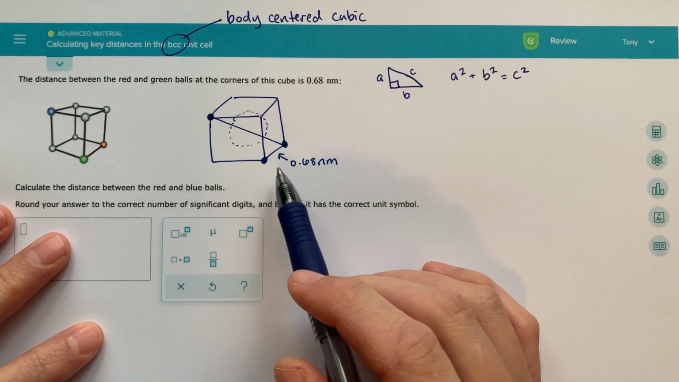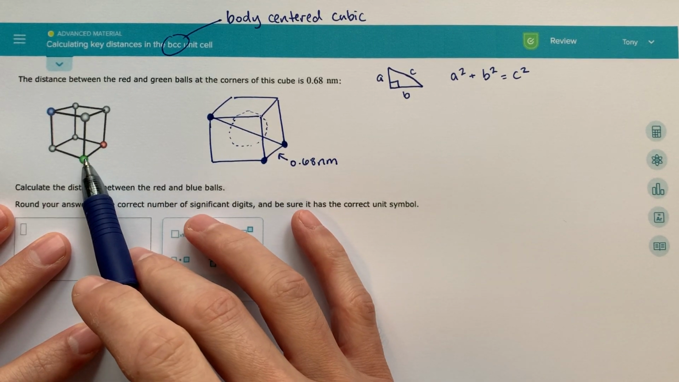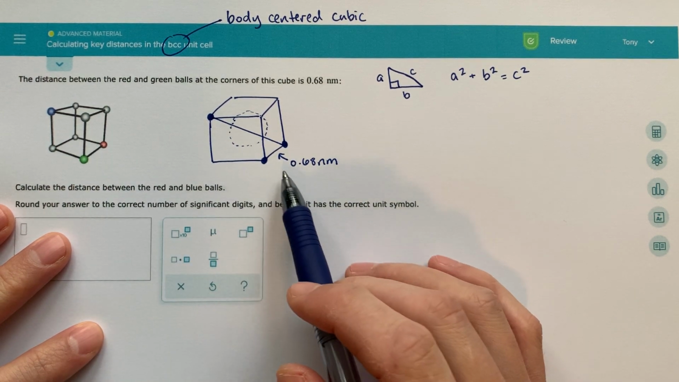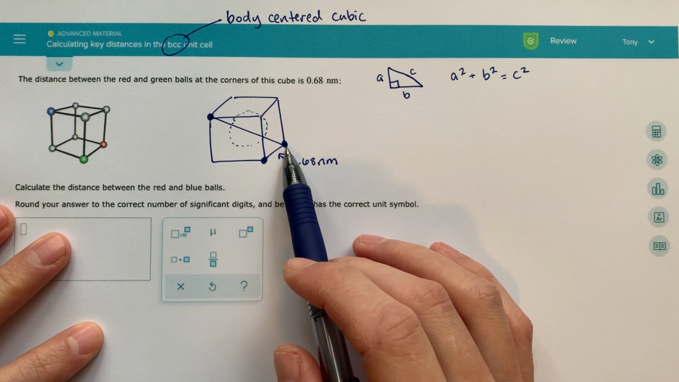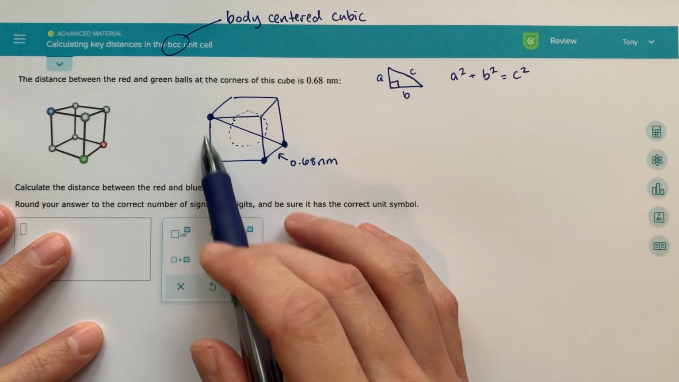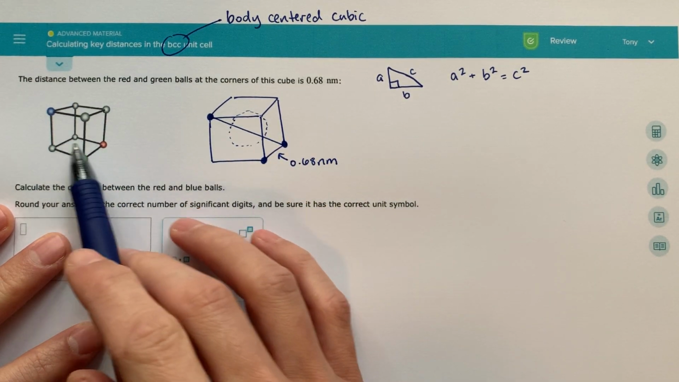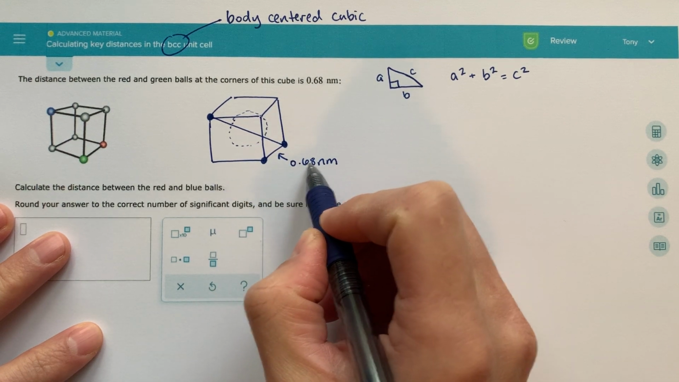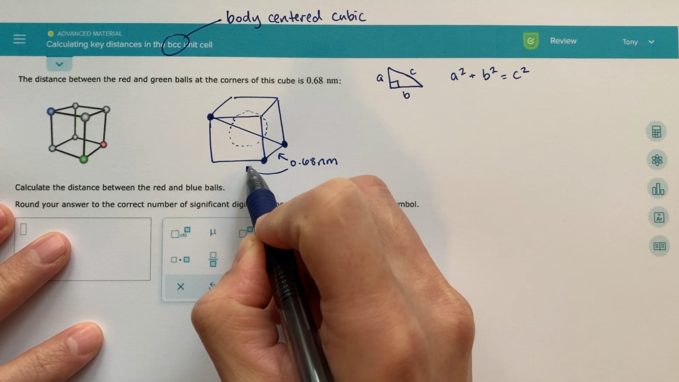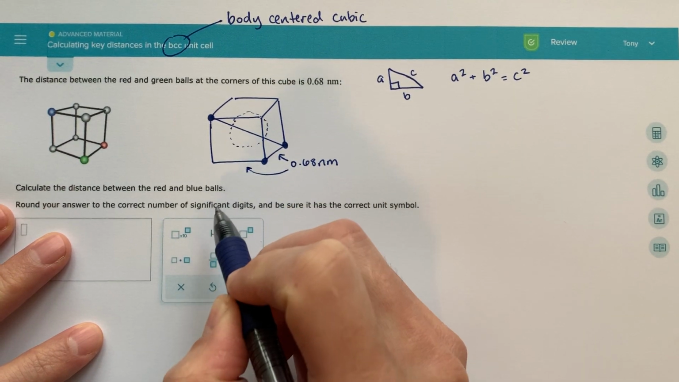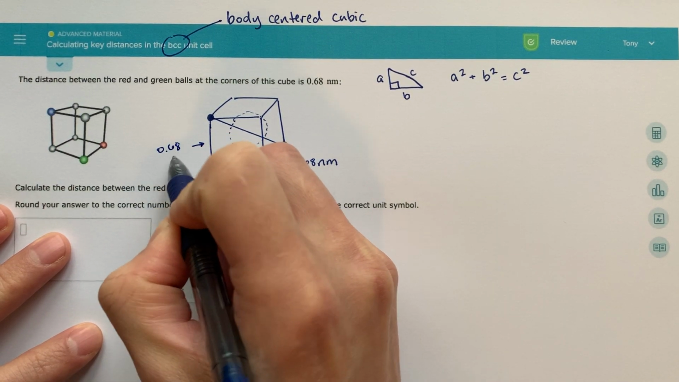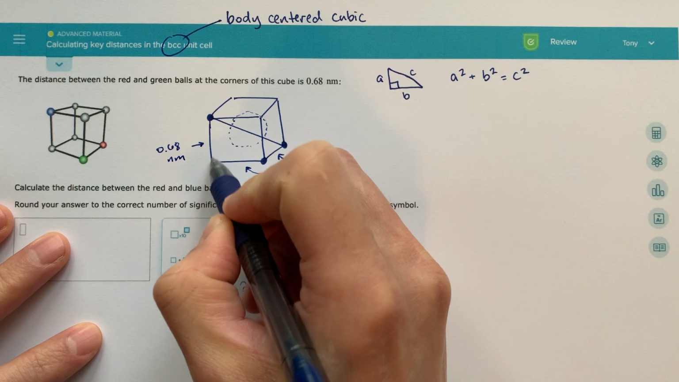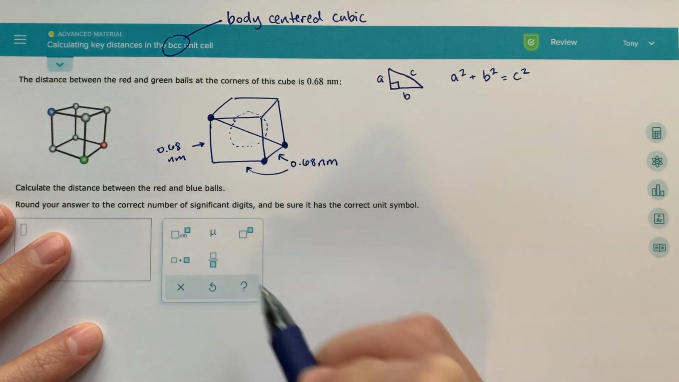The other information that we're given here, the distance between the green dot and the red dot, is 0.68 nanometers. And that's going to be the distance for the other edge lengths as well. So this is a cube. That tells us if this is 0.68 nanometers, then this edge length is also 0.68 nanometers. It also means that this is 0.68 nanometers as well, right? So this distance here from the top to the bottom.